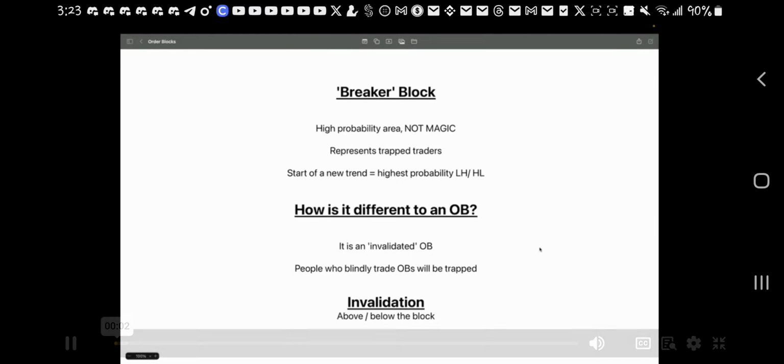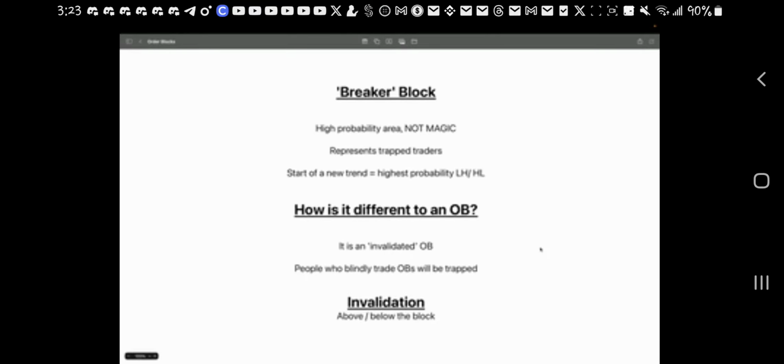This lesson is part of the price action series and it's on breaker blocks. So a breaker block, leading on from a previous lesson you've seen on order blocks, is the same principle applied just with different outcomes. First of all, I want to say breaker blocks are simply a high probability area for a failed test to occur.